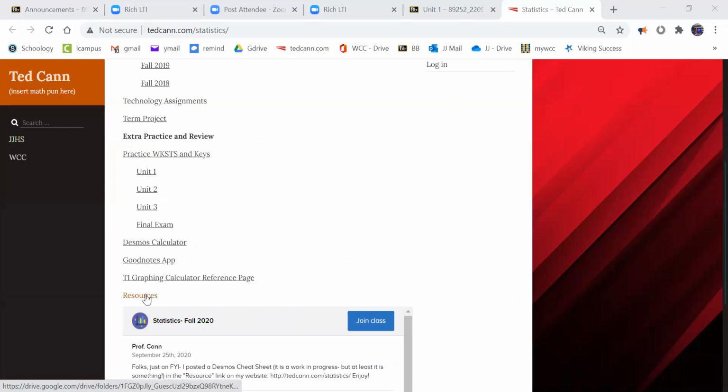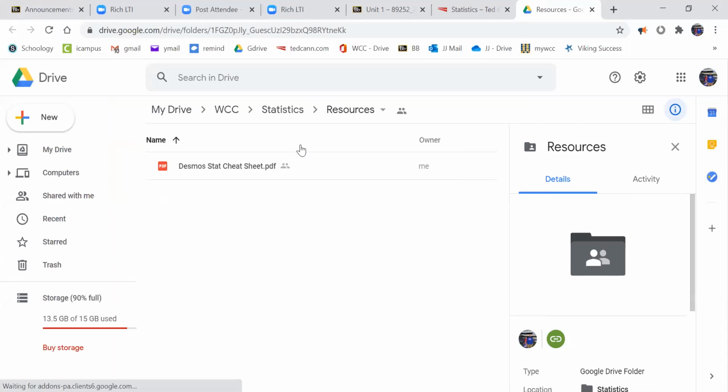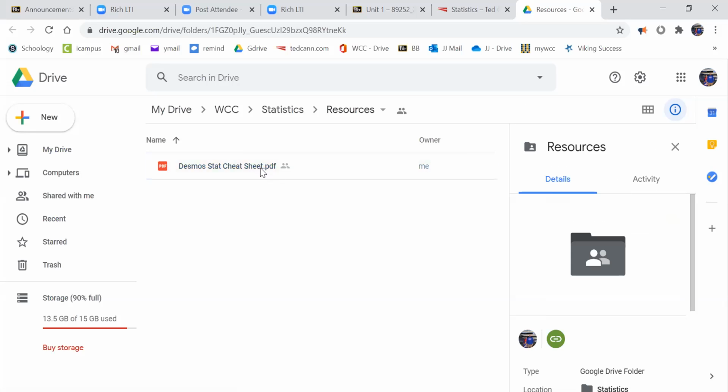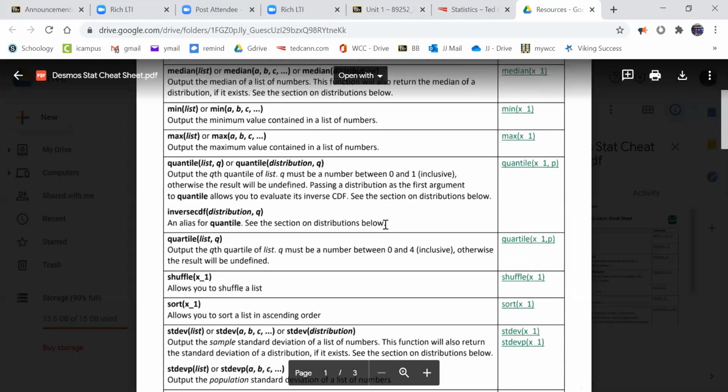But right above that, I have resources, and I plan on putting more than one file in here throughout the course, which is why I created a folder instead of just posting the link. You'll see a PDF. It's a Desmos stat cheat sheet, because Desmos is not just for statistics, it's for other courses too. This is a work in progress.